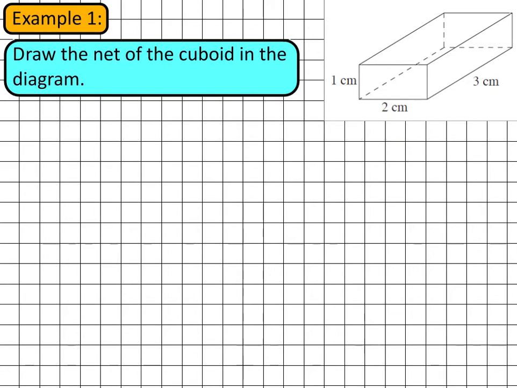Now that's all a bit complicated, so let's have a look at trying to draw a net of a cuboid, and afterwards we'll try and find the surface area of one as well. So let's draw this net first of all. Now excuse me for not having a ruler, I'll do the best I can with the instruments I've got.